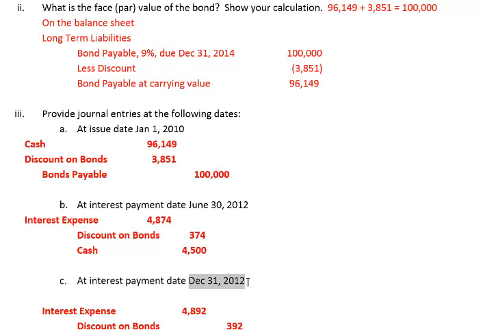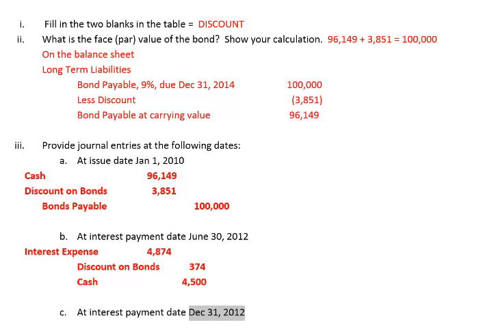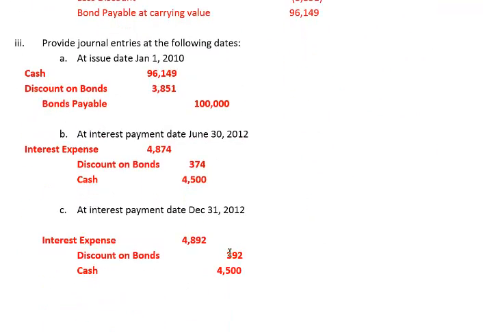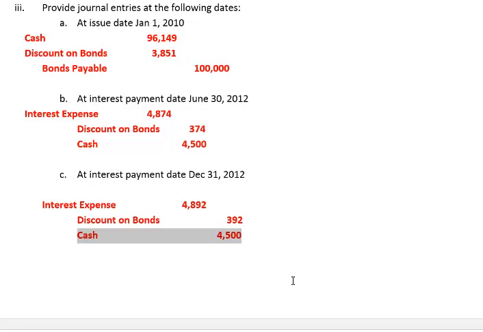Again, at December 31st, 2012, same thing. Let's go to that area of the table, and we're going to debit interest expense for $48.92, and we're going to credit the amortized discount for $3.92, again showing us that we paid out cash of $4,500.